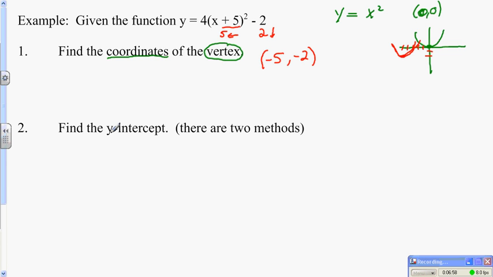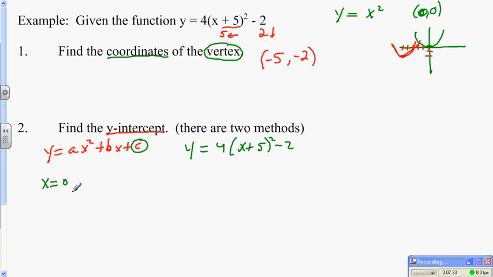Now, what is the y-intercept? Well, in standard form, y equals ax squared plus bx plus c, the y-intercept was c. And that was pretty easy to tell. But in vertex form, we do not have that ability. So there are 2 ways to find out the y-intercept when it is in vertex form. And that is to plug in 0 for x.